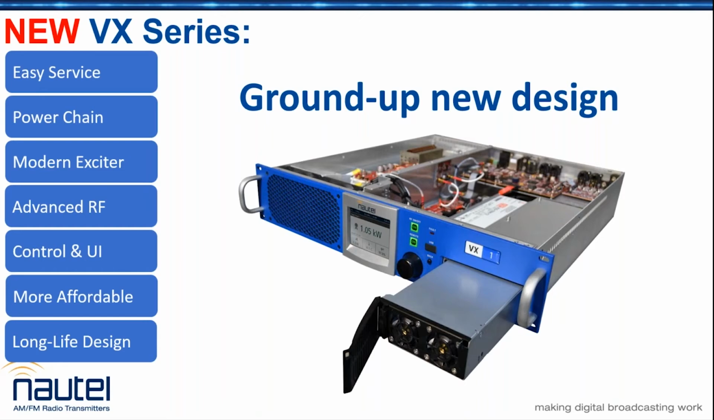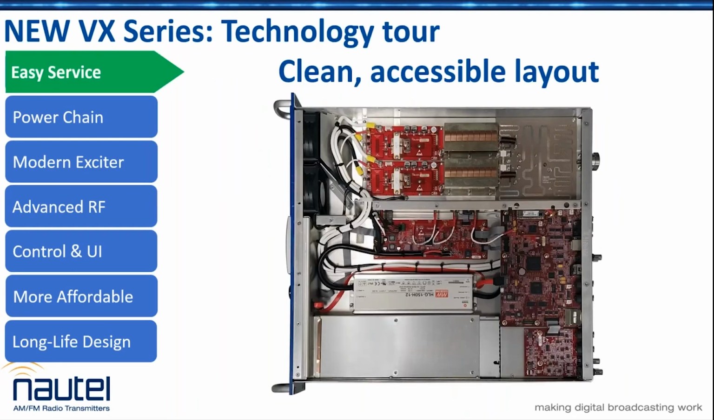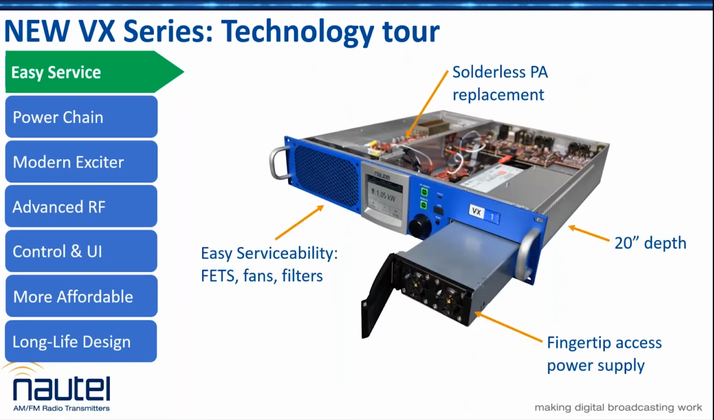As you could see when Etienne held it up, it's got a clean, accessible layout, very easy to maintain. You only need a Phillips screwdriver to do all the work. We've got things like solderless PAs. You can pop the filter cover off the front panel to wash the filter and then pop it back in again. It has a 20-inch depth for your rack. It's mounted using the ears on the front. There are no rails, and the power supply you just literally pop out of the front.